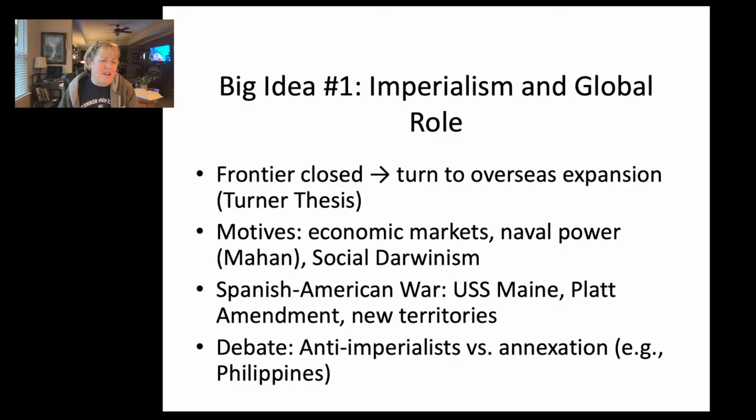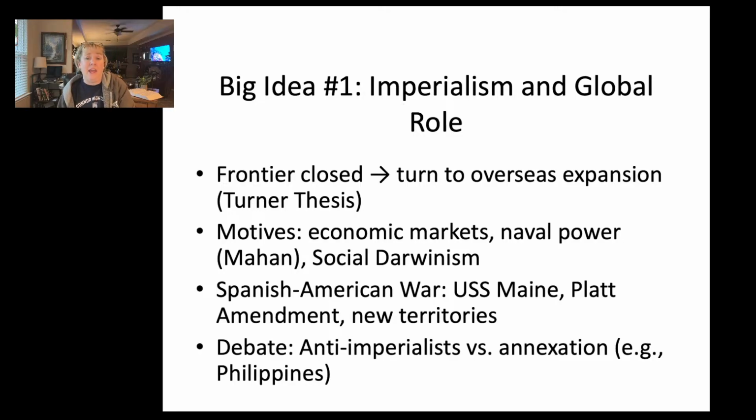And essentially economics was number one. We're starting to look for new markets. I mean, we're coming out of the industrial age of the Gilded Age, and during the Gilded Age, we turned into this huge industrial power where we're producing all these new goods. Well, we need places to sell those goods. And so new economic markets, we're looking for those as we go into this time period.